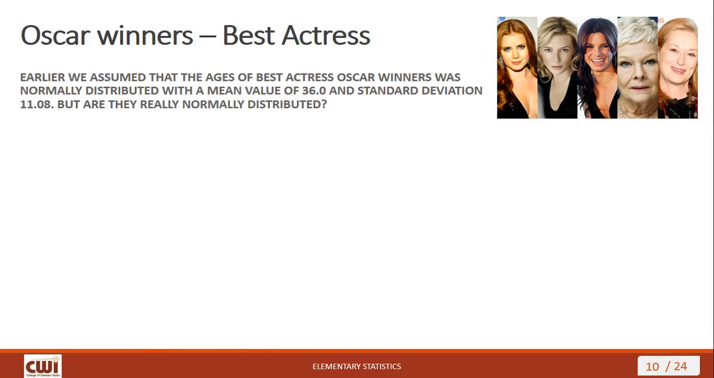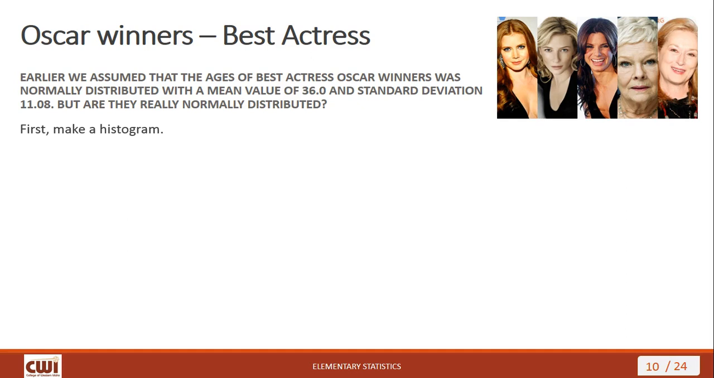So in the data file for Oscar winner ages, let's look at the column for Best Actress. In earlier lectures, we had assumed that the ages of Best Actress Oscar winners was normally distributed with a mean value of 36 and a standard deviation of 11.08. But are they really normally distributed? Let's use what we've learned about assessing normality to find out. First step is to make a histogram. So go ahead, if you want, pause the video, make your histogram, and then we'll see what it looks like.